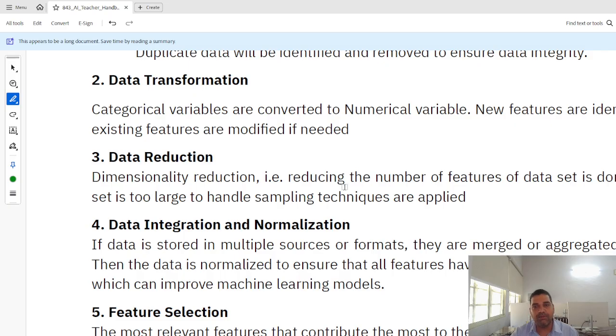In dimensionality reduction, the number of features of the data set is reduced. Like in the iris flower data set, we have many features; similarly, take fewer features. If the data set is too large to handle, sampling techniques are applied.